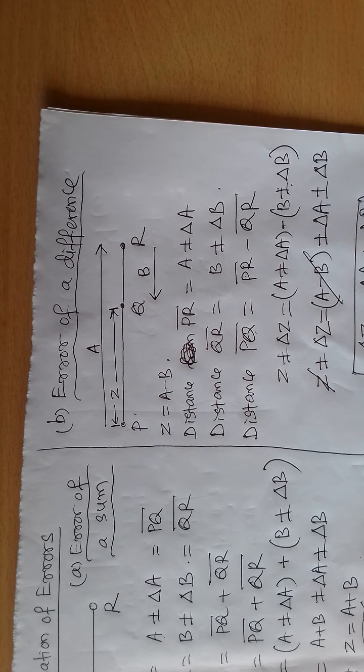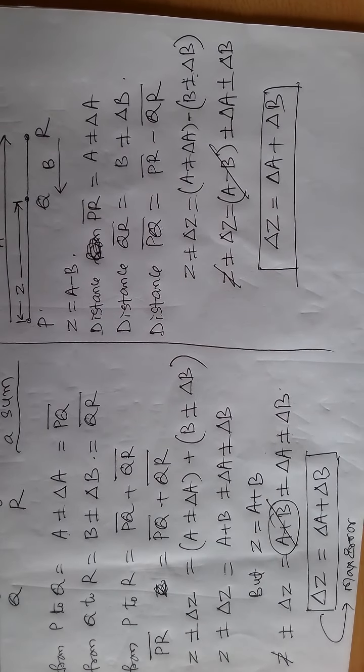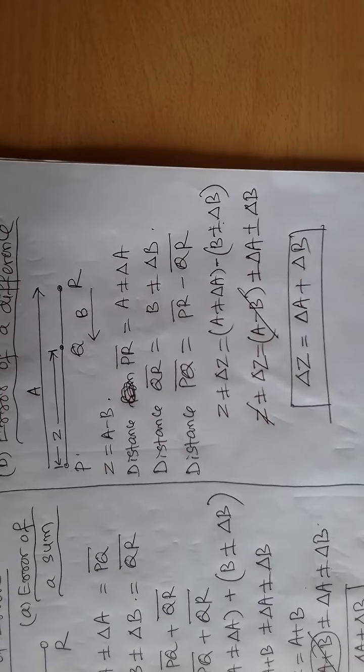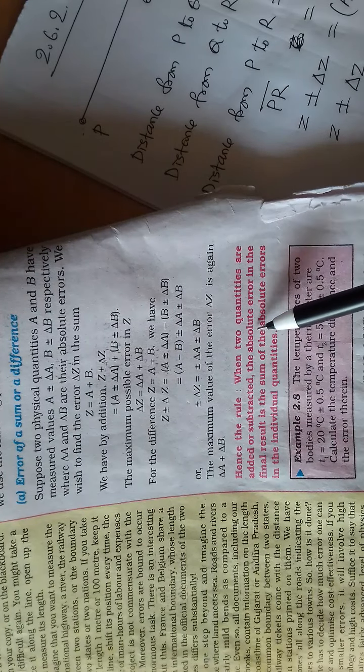In finding the difference also we got the same formula. For sum, the net error is the sum of individual errors, and for difference also the net error is the sum of the individual errors. Hence, the rule: when two quantities are added or subtracted, the absolute error in the final result is the sum of the absolute errors in the individual quantities.